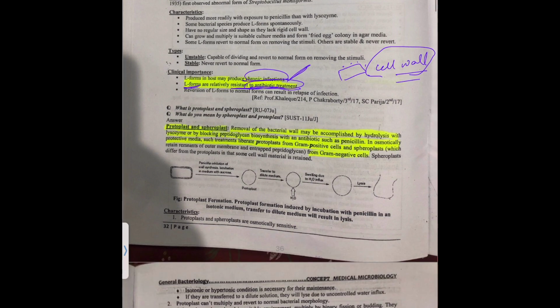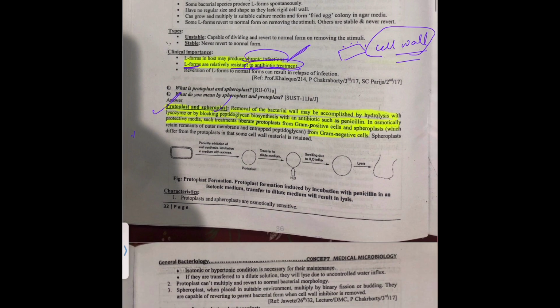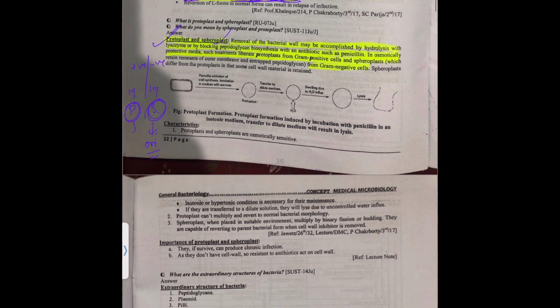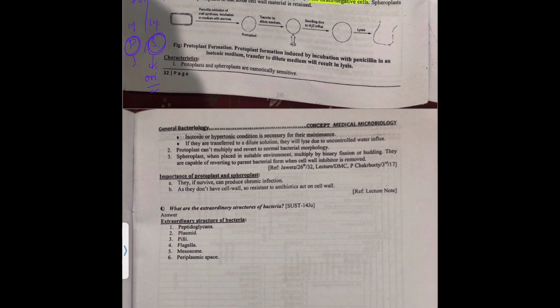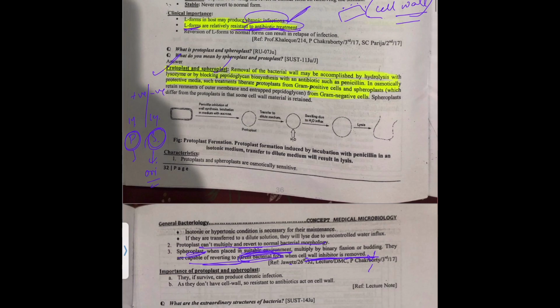And what are protoplast and spheroplast? In gram positive bacteria, if we give lysozyme, it forms protoplast, and in gram negative bacteria, if we give lysozyme, it forms spheroplast. Protoplast cannot multiply or revert to normal bacterial morphology, but spheroplast, when kept in a suitable medium, can revert back to the bacterial form when the cell wall inhibitor like penicillin is removed. Clear?